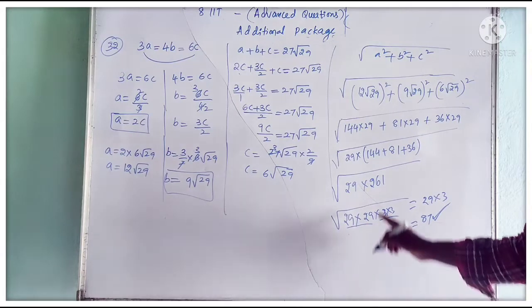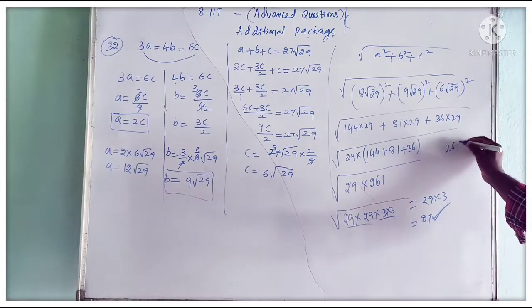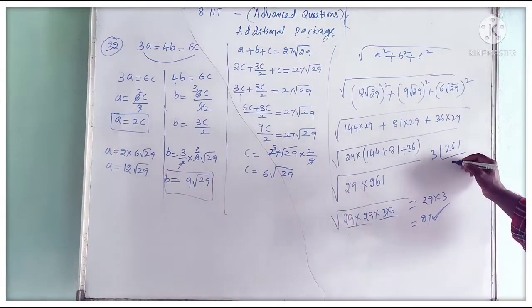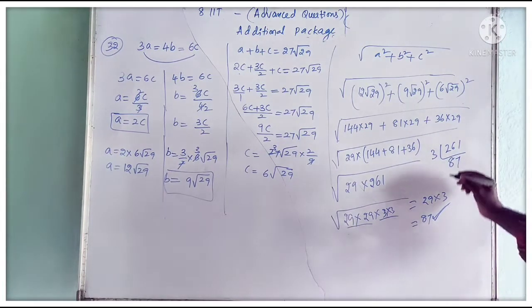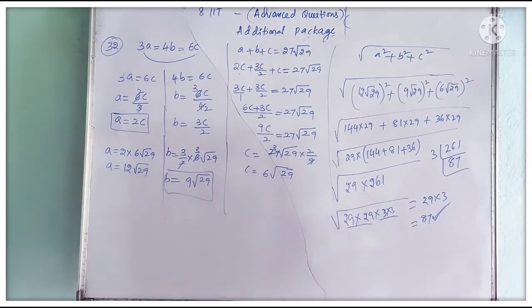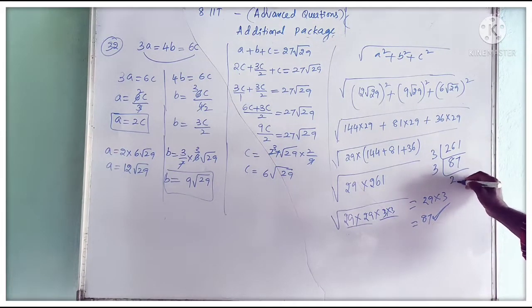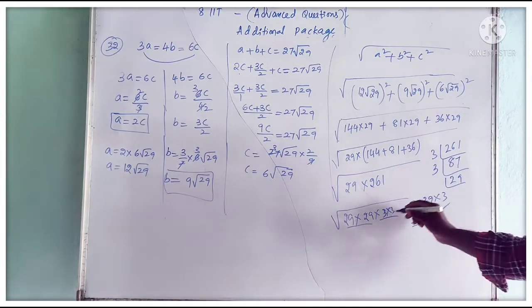Here is the prime factorization of 261. 3 8s are 24, 3 7s are 21. Next, 3 table, 3 3s are 9, so 3 into 3 into 29.